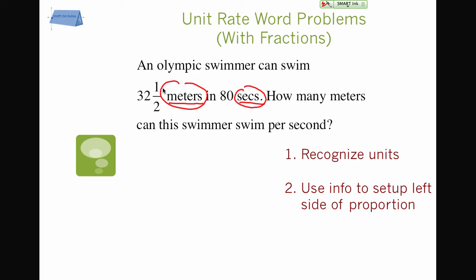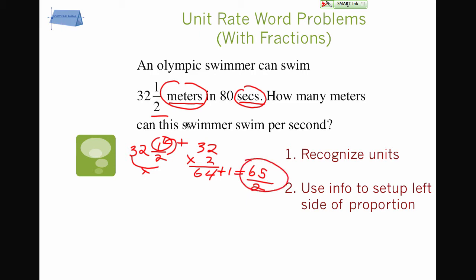Here's my first problem. I have a fraction, and the problem is what type of fraction it is. It's a mixed number. We don't want to use mixed numbers. We have to convert this mixed number into an improper fraction. The way we do that, we have 32 and 1 half. We do 32 times 2, and we get 64. Now we take that and add the 1, so we have 65. And we keep the same denominator of 2. So it's 65 over 2.